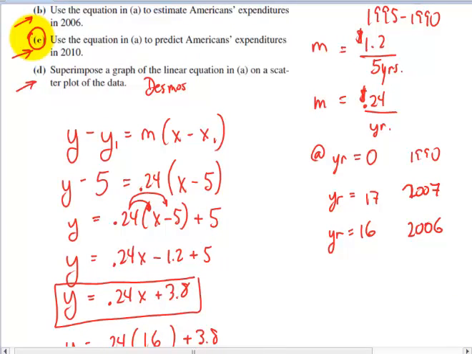Now, for homework, I'll ask you to submit your answer to Part C to predict the expenditures for 2010. So what is the year value going to be? And what is the expenditure amount going to be?